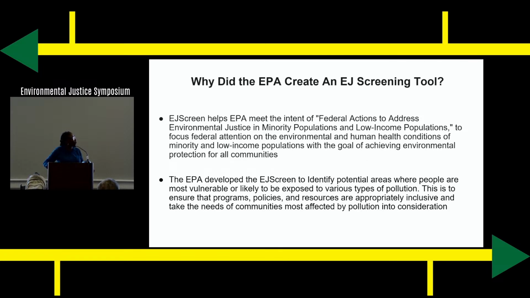Next, please. So why did the EPA create an EJSCREEN tool? Well, this tool was created to meet the intent of federal actions to address environmental justice in minority populations and low-income populations. It also focuses attention on environmental and human health conditions of minority and low-income populations with the goal of achieving environmental protection for all communities.